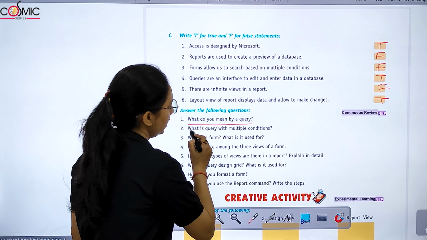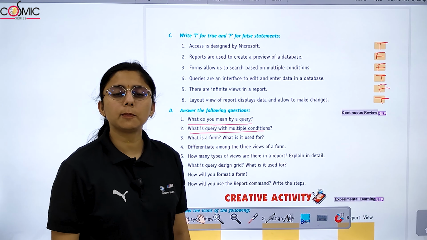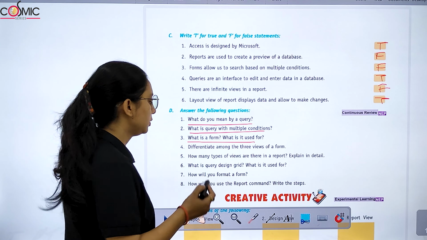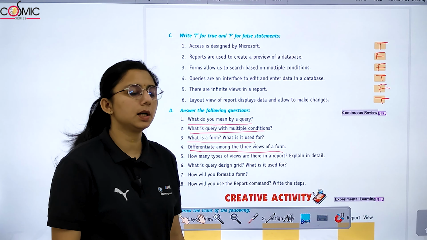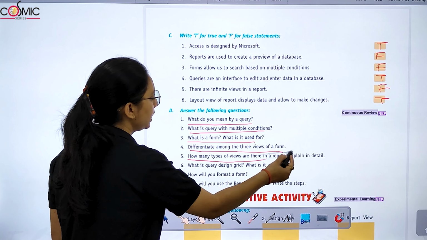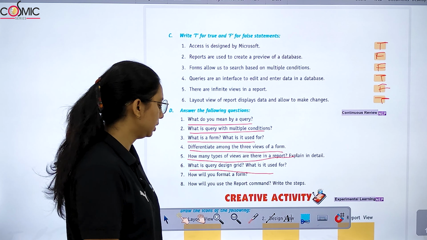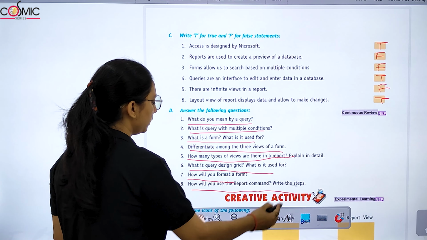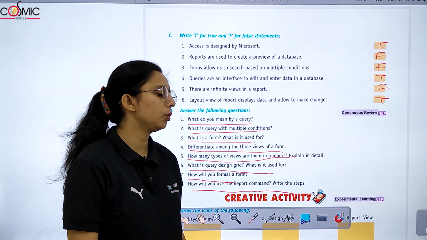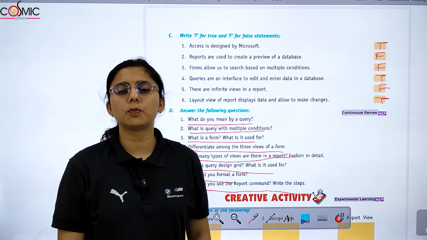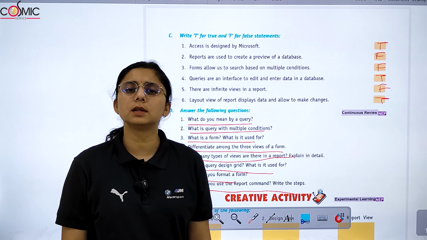Now answer the following. What do you mean by query? Next is what is query? आपको multiple conditions बतानी है. Form क्या होता है? What it is used for? किसके लिए यूज करा जाता है? आपको differentiate करना among the 3 views. How many types of views are there in a report? Right? What is query design grid? How will you use grid form? And how will you use the report command? And you have to write the steps also. Right? This is all in this chapter. Hope you understood. Now we will meet in the next class. Thank you.